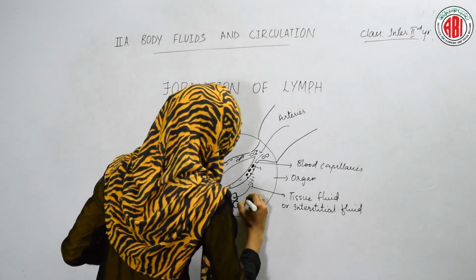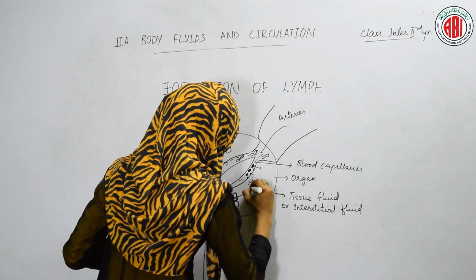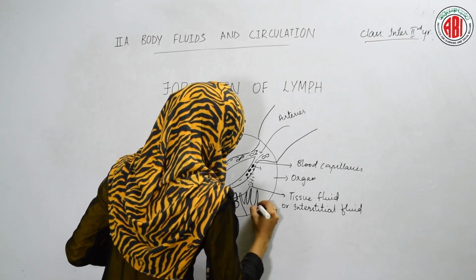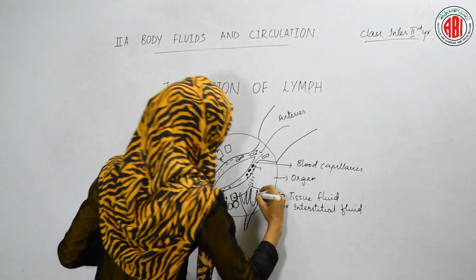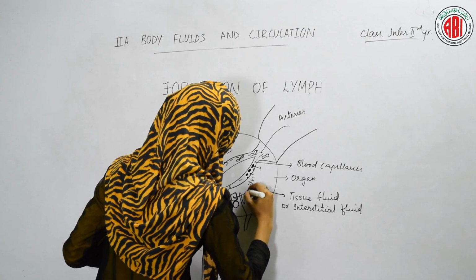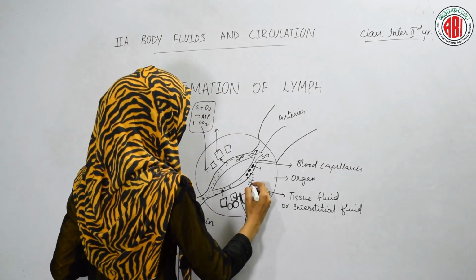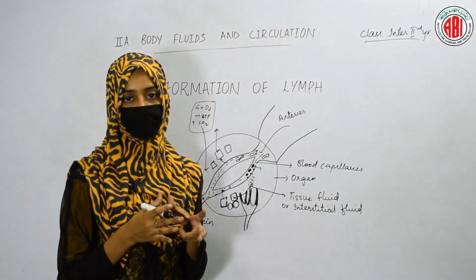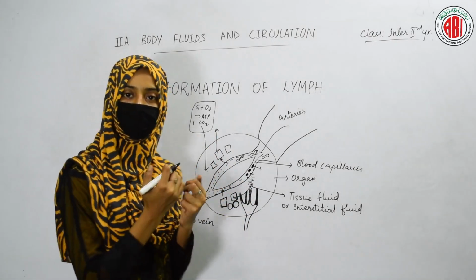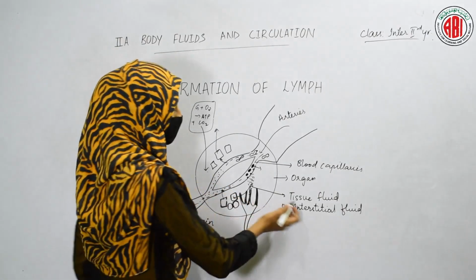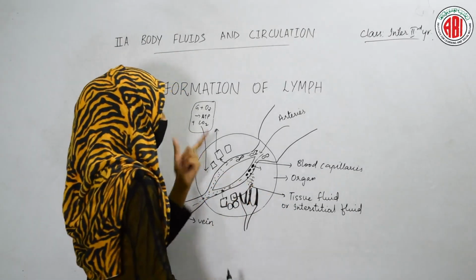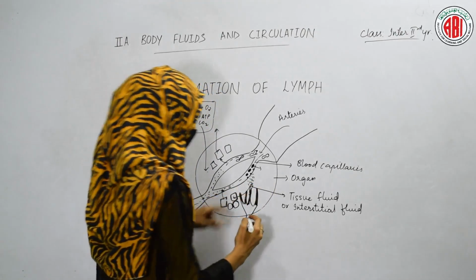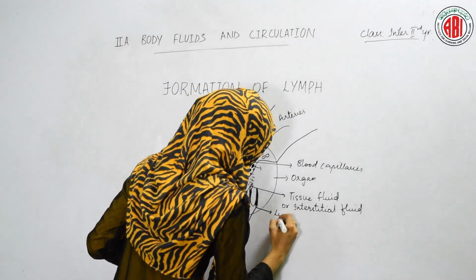This tissue fluid is taken by some specialized capillaries which are closed at one end, like this. Thin capillaries are present which take this fluid. These capillaries have some holes, and those holes can easily absorb the tissue fluid found in our organ. Once the tissue fluid enters into these capillaries, it is called lymph.